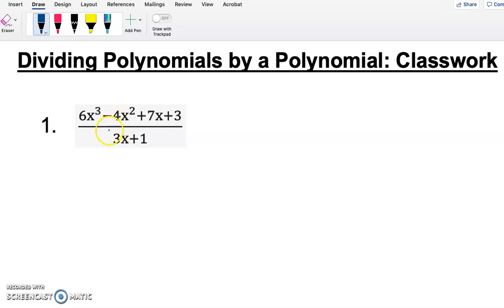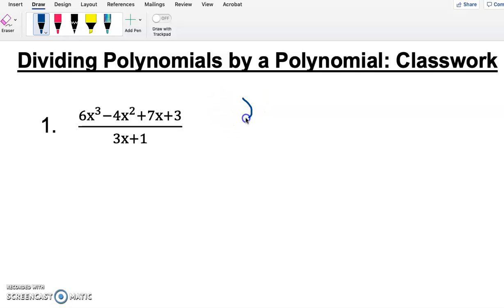It's a little easier. And in this case, what we're dividing by, our divisor, is 3x plus 1. And if you said, no, we cannot use synthetic division, you're right. We cannot in this case because, yes, this is a binomial, so it does have two terms. However, the leading coefficient, the leading number in front of x, is 3. It has to be a leading coefficient of 1. So we are going to instead use long division.